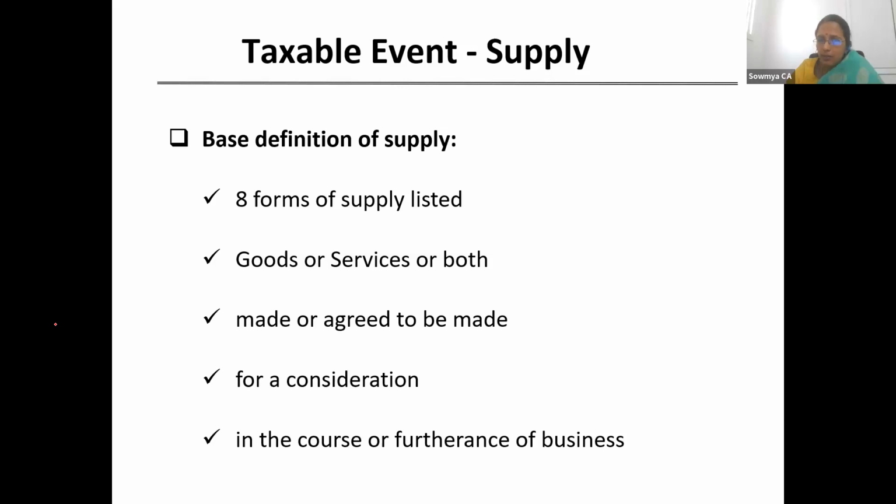However, section 7 has a very expansive definition, where there are other forms and modes of supply also, which are actually deemed or excluded. So we will understand those as we go across. But the basic definition is the 8 forms of supply of goods or services made or agreed to be made for a consideration in the course of business. These are the basic things which have to be there in order for it to be called a supply.